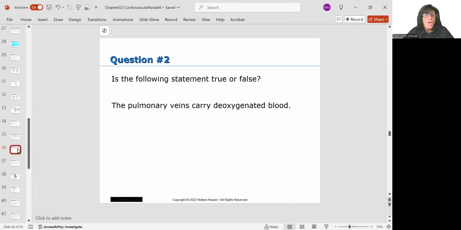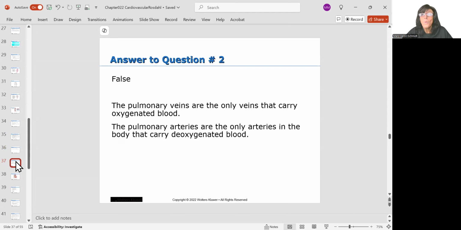Do pulmonary veins carry deoxygenated blood? That is false. The only time a vein carries blood with oxygen is at the heart. The veins and arteries of the heart are backwards. The pulmonary veins carry oxygenated blood to the heart, and the pulmonary arteries carry deoxygenated blood from the right side of the heart to the lungs. So that's the only time it's backwards. Typically, arteries carry blood with oxygen away and veins carry blood without oxygen to the heart, but not at the heart. It's the opposite.